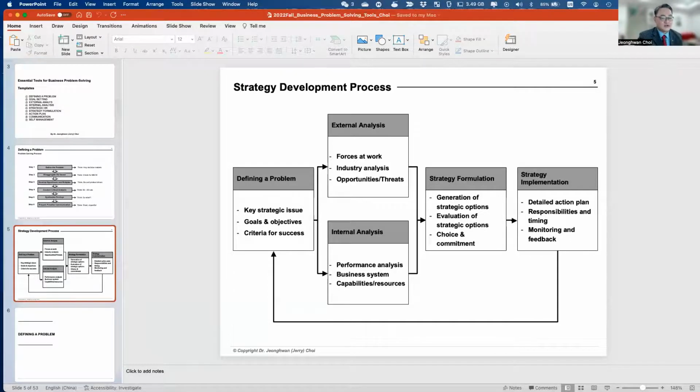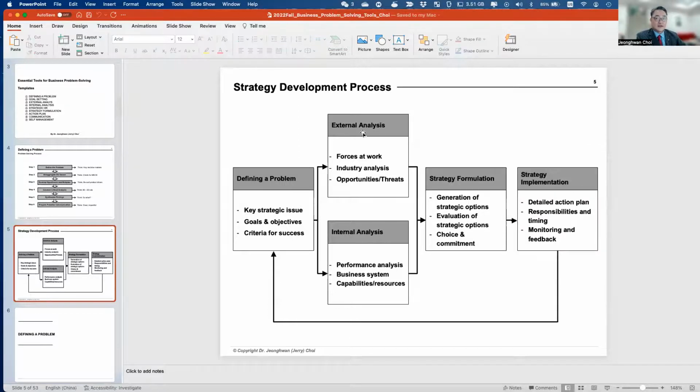However, when we conduct external analysis and internal analysis, when we get to know ourselves and the others, we will not lose. In order to win, we must have something extra. We call that strategy formulation and strategy implementation. We must implement the strategy in order to win. However, in order to win, we must not lose. This is the process of strategy management.